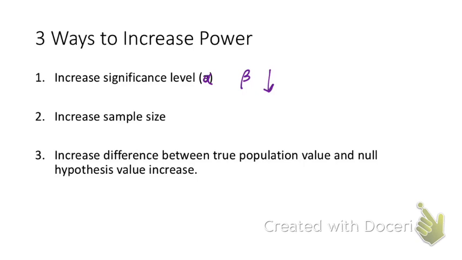And then the third thing is increasing the difference between the true population value and the null hypothesis value. So put increase. You don't need this last increase, just the first one. What that means is, and I'm going to draw you a picture just to clarify what that is, because you're probably just writing down these words and it doesn't make sense.